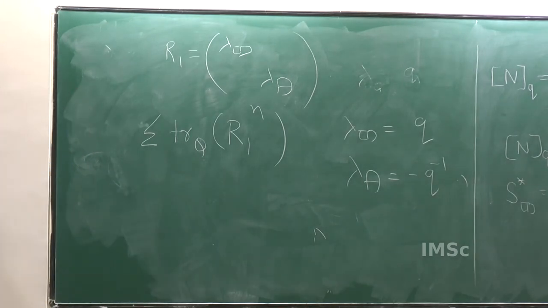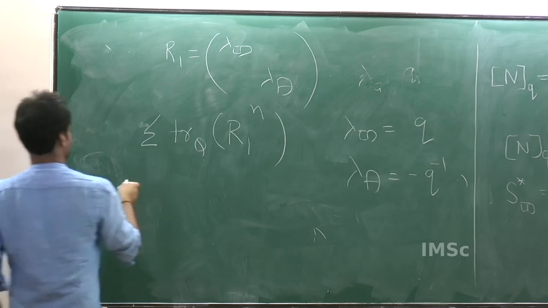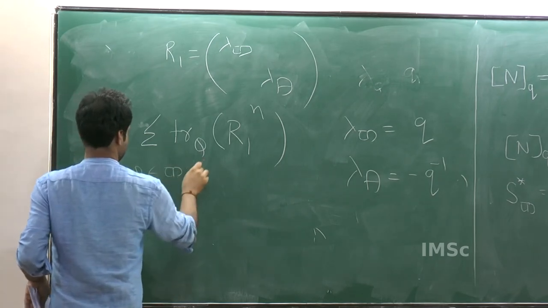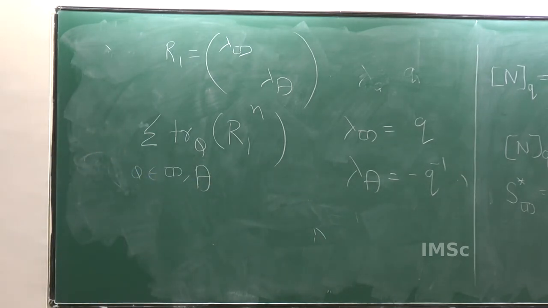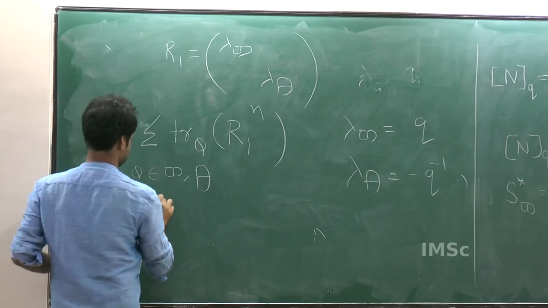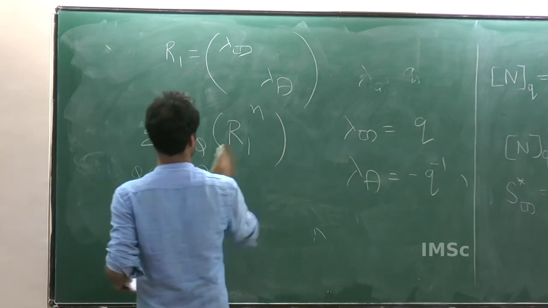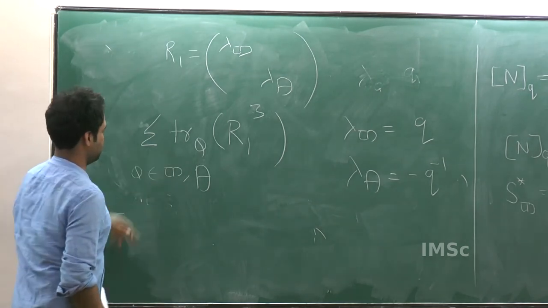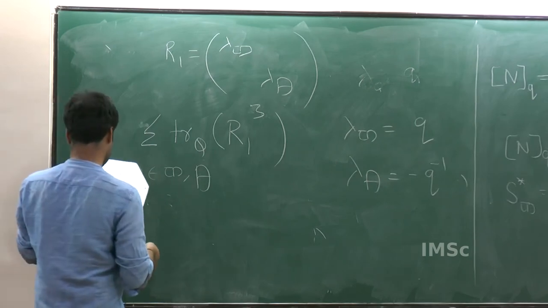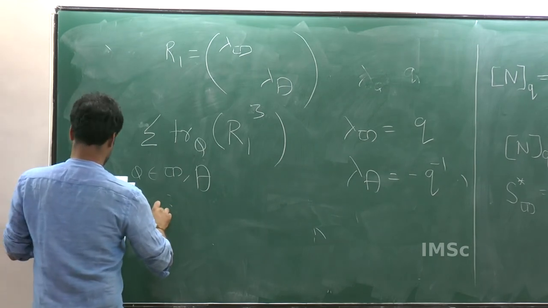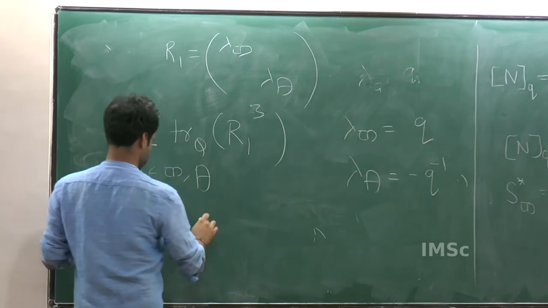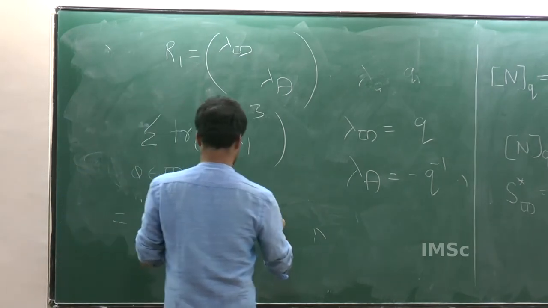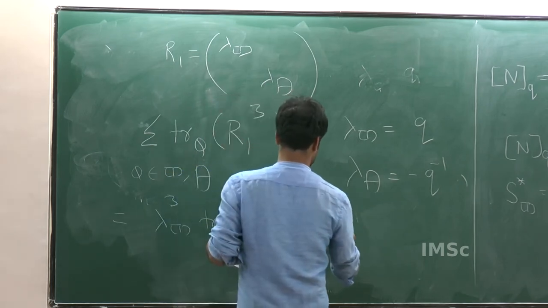Capital Q is this. For the fundamental, if you take a fundamental graph for this knot, Q is a symmetric and anti-symmetric. N is the number of twists, so in this case it's 3. Now you can work out the trace over Q. So what you'll get is lambda symmetric to the power 3 times trace over identity, plus lambda anti-symmetric to the power 3 times trace over the other one.